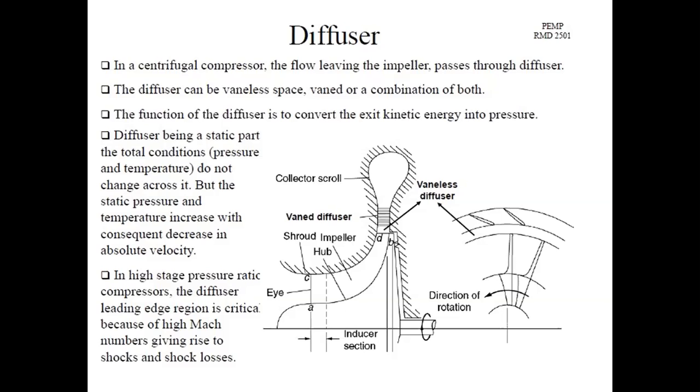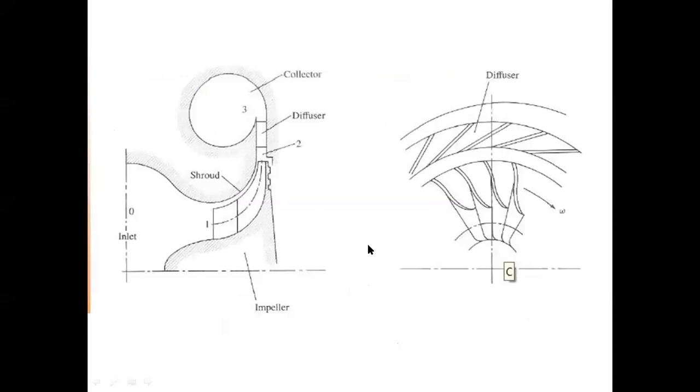In a high pressure ratio compressor, the diffuser leading edge region is critical because the high Mach number gives rise to shock and shock losses.